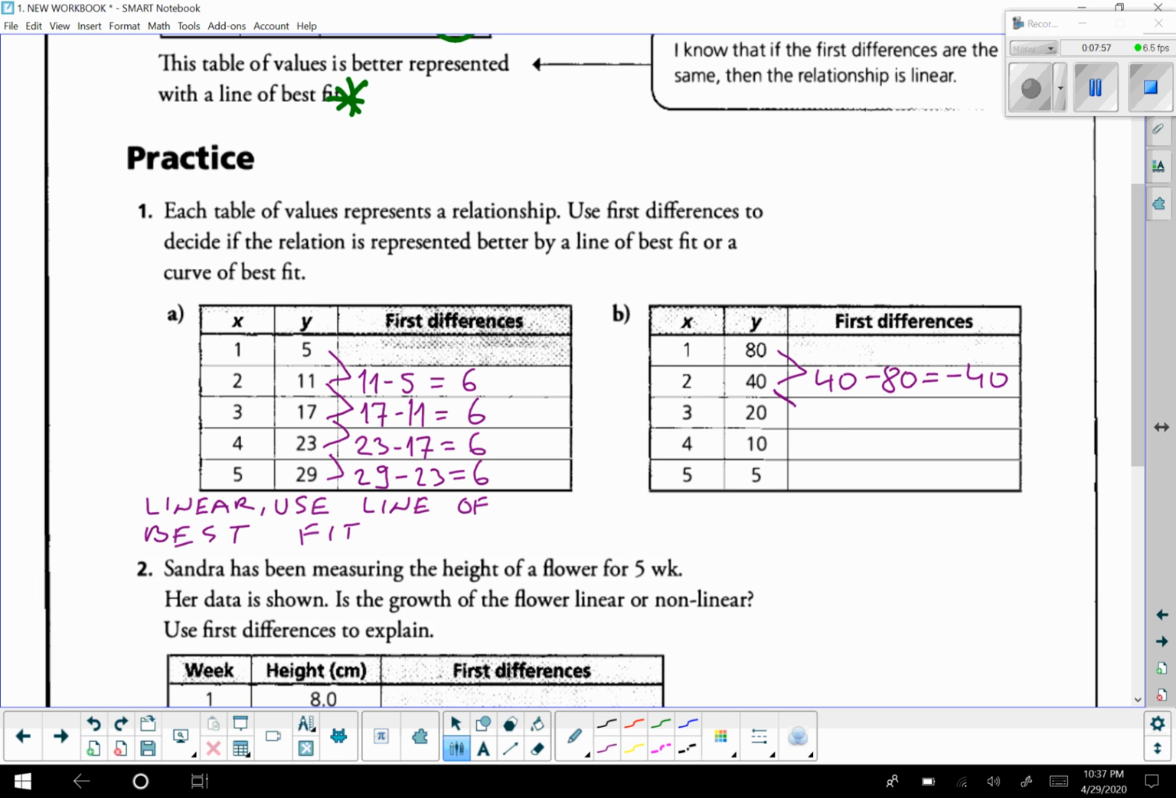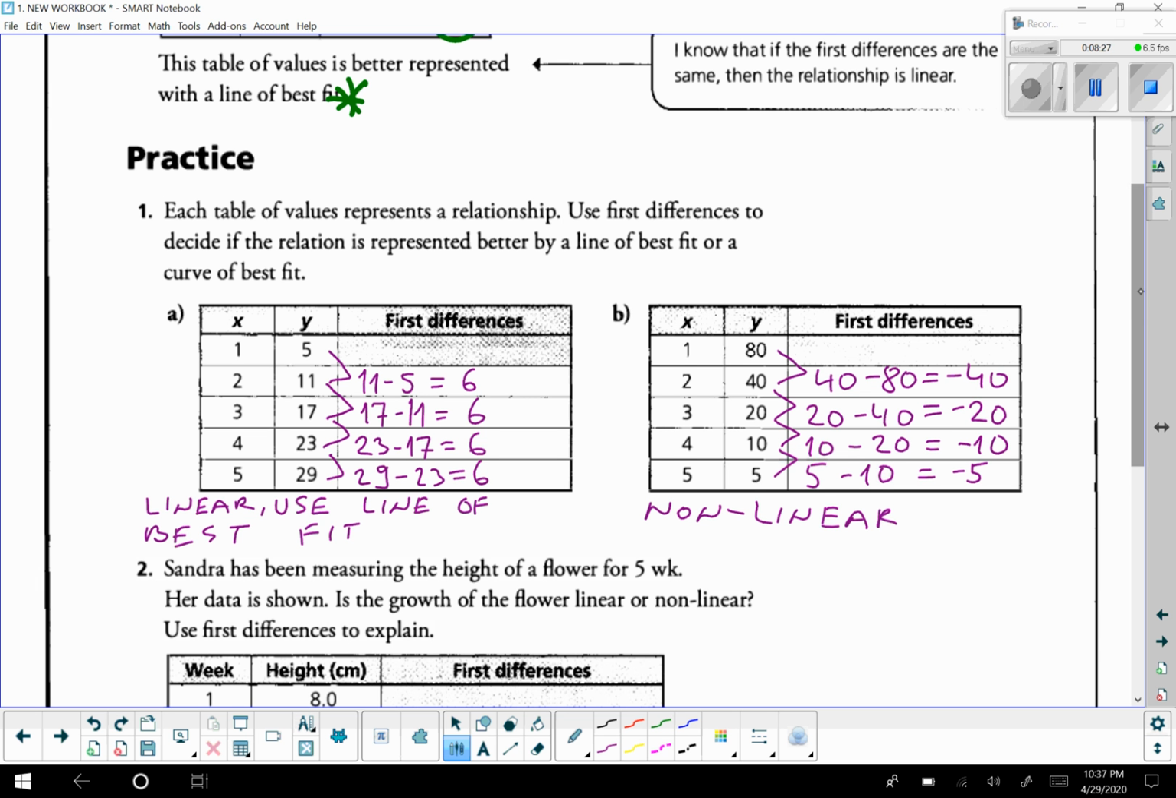And then I slide down and then take 20 minus 40. In this case, it's minus 20. Slide down again. 10 minus 20 is negative 10. And hopefully by now you can see this is not going to be linear because these first differences are not the same. They're not constant. So I'm going to put non-linear. There we go. And we're going to use a curve of best fit and so on and so on.